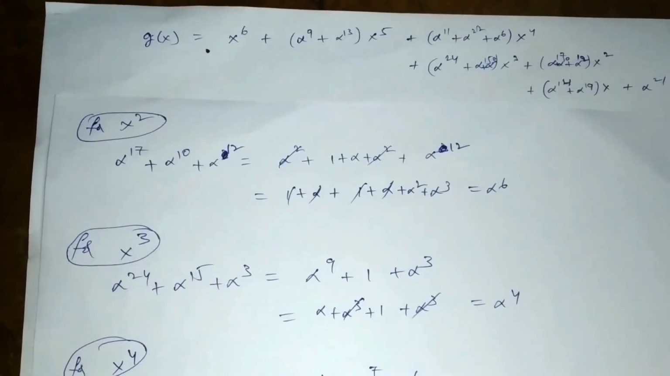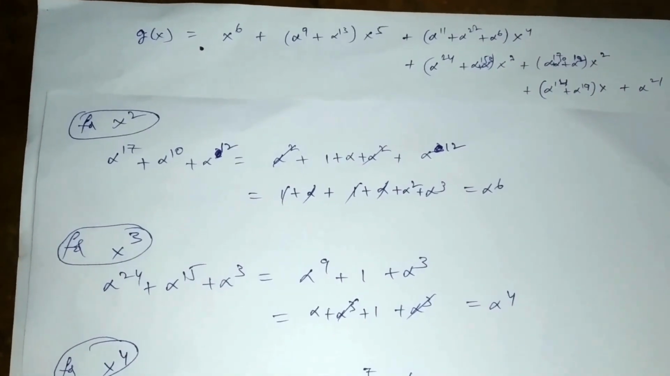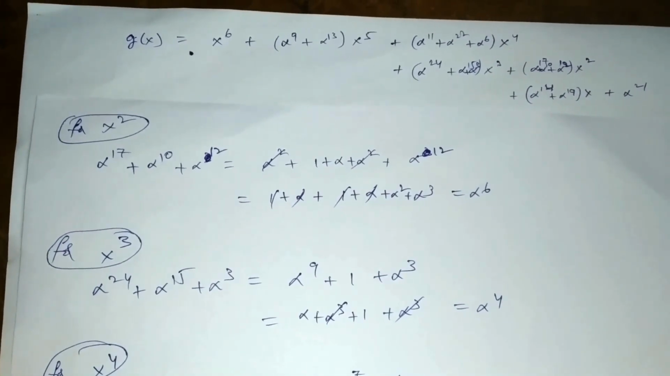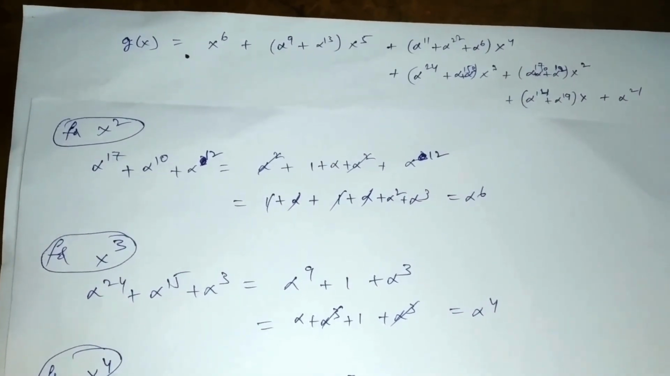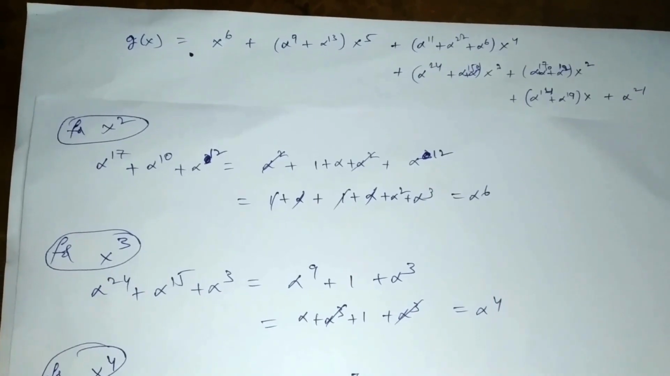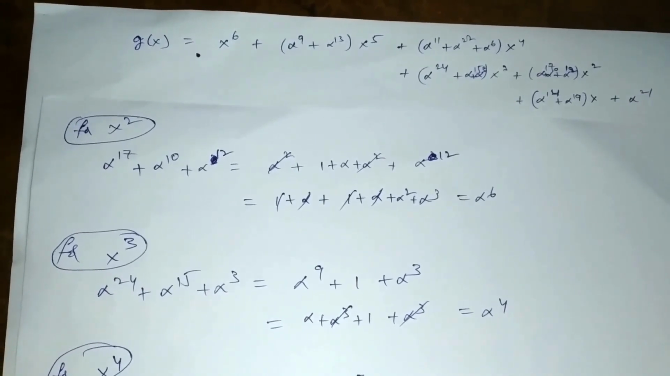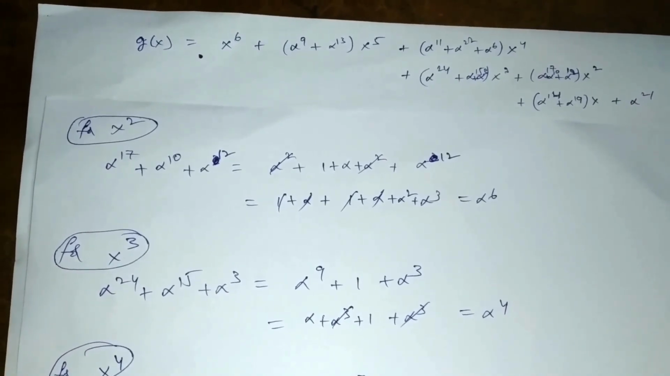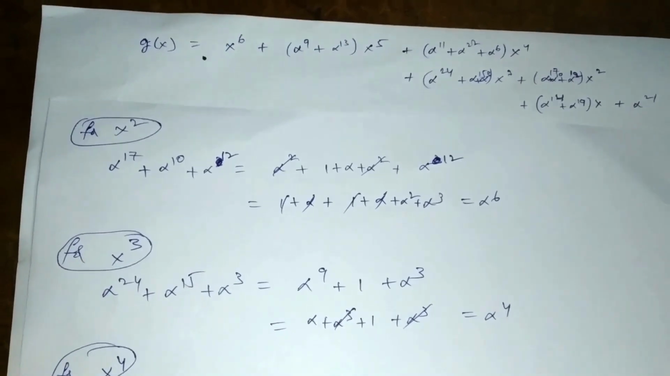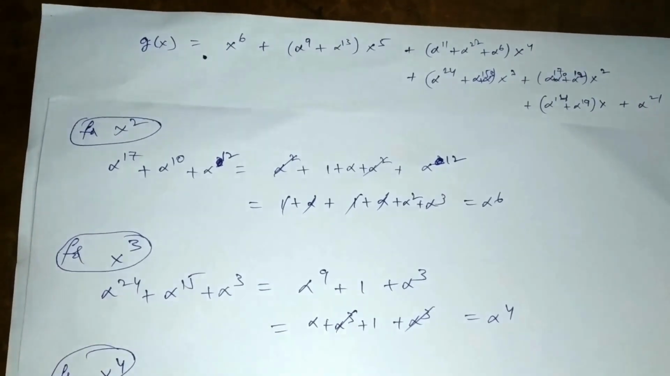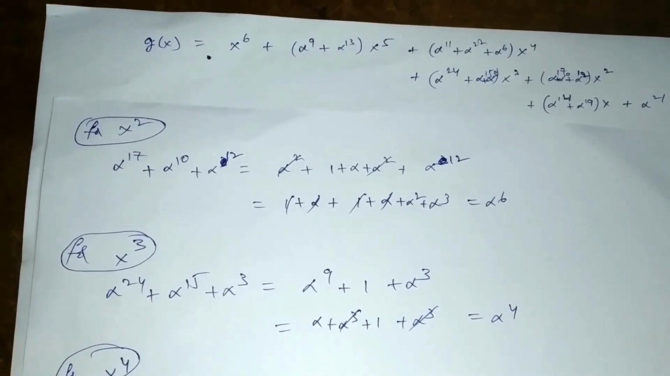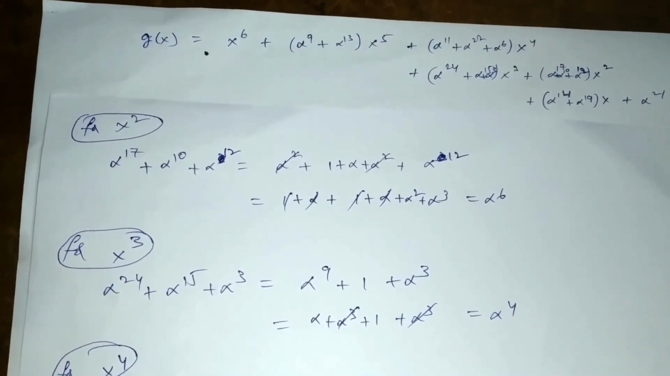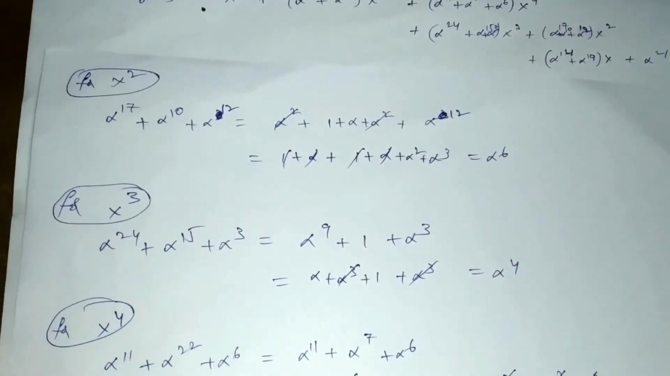Similarly, the coefficient of x cube is alpha power 24 plus alpha power 15 plus alpha cube. Alpha power 24 is nothing but alpha power 9. It can be obtained because alpha power 24 is alpha power 15 into alpha power 9, and alpha power 15 is 1. So now you can easily simplify the same thing: plus alpha power 15, which is 1, plus alpha cube. It can be simplified as alpha power 4.